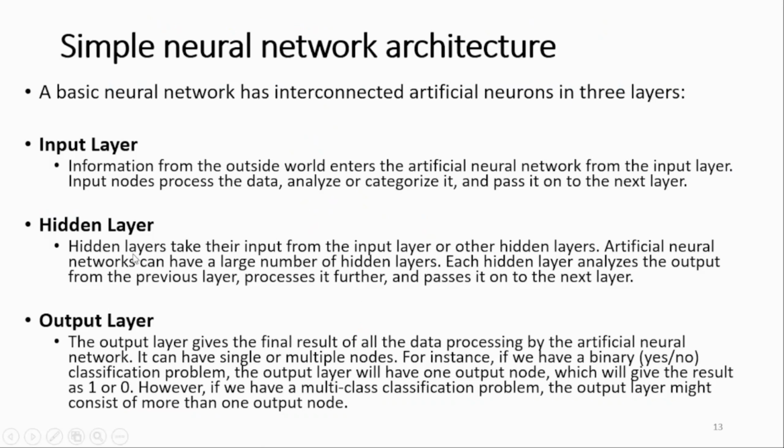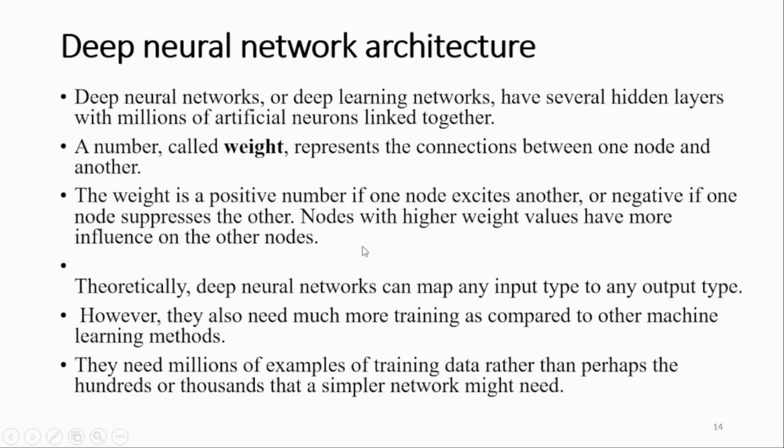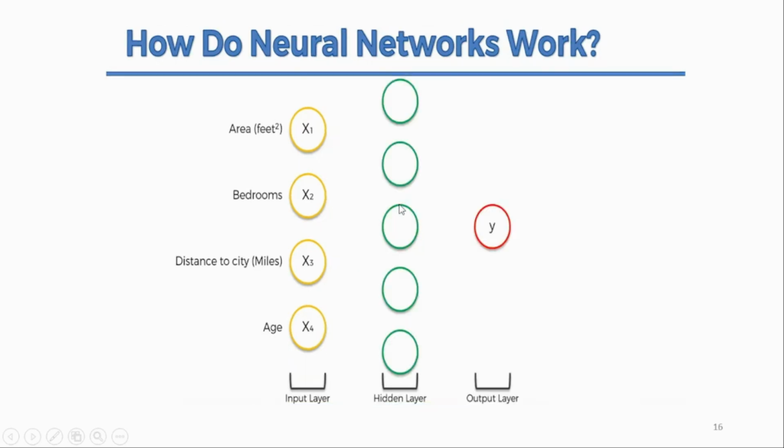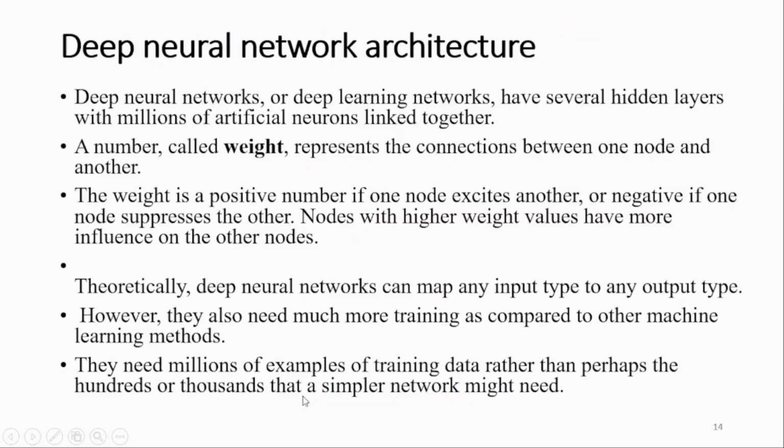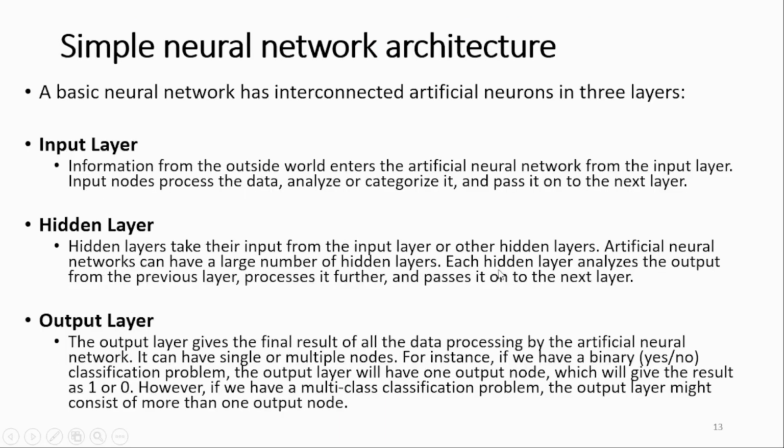Then hidden layers. Hidden layers take their input from the input layer or other hidden layers. Artificial neural networks can have a large number of hidden layers. Each hidden layer analyzes the output from the previous layer, processes it further, and passes it to the next layer. So if you look at this, this is the hidden layer. Now this hidden layer will take input from this input layer.